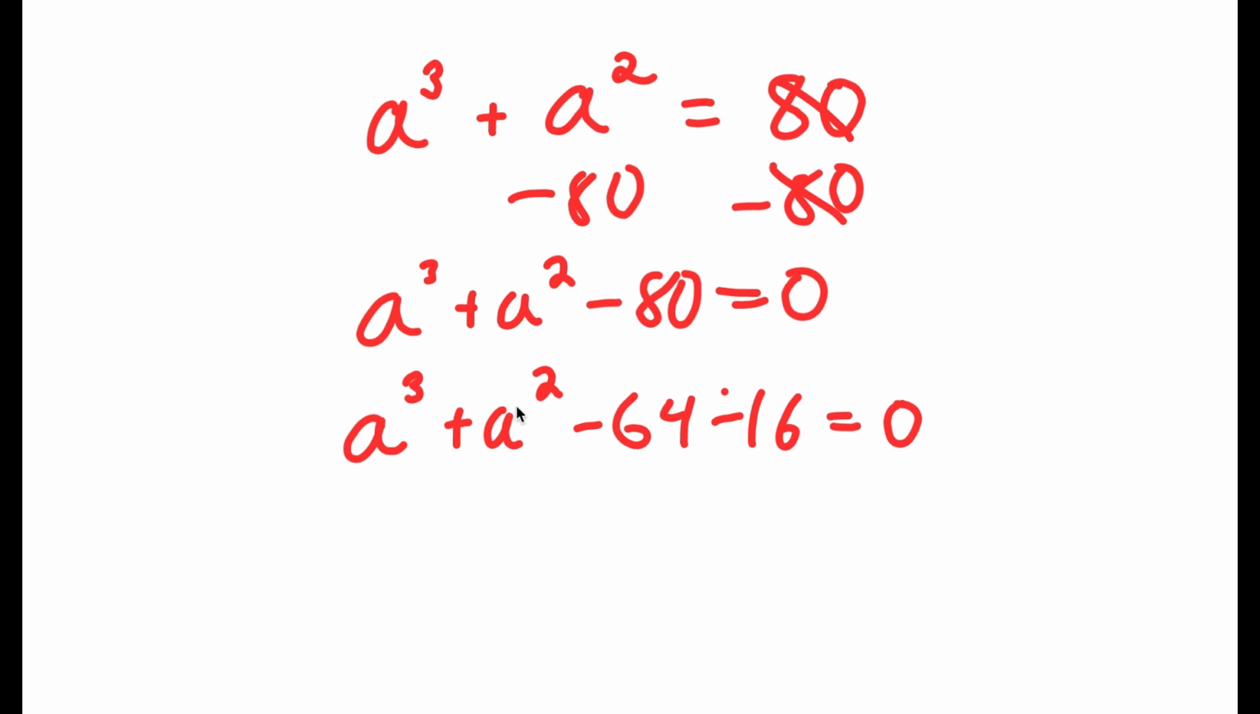And now, negative 64, I'm going to rewrite that as negative 4 to the power of 3. So I have a to the power of 3 minus 4 to the power of 3 plus a squared minus 16, I'm going to rewrite as 4 squared.